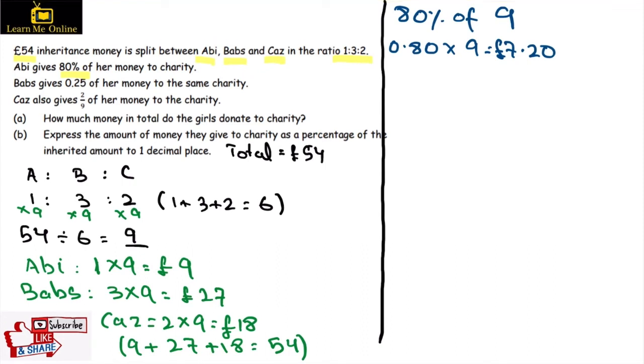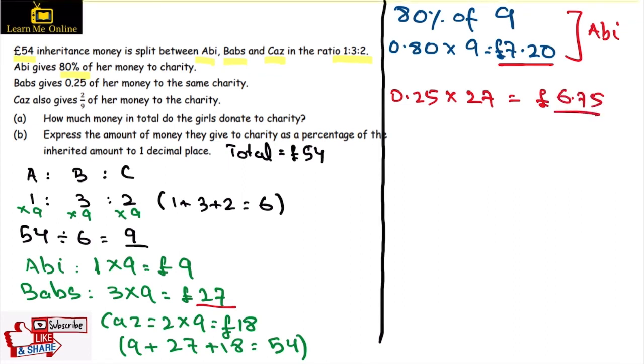Next we read that Babs gives 0.25 of her money to the same charity. Now 0.25 is the same as 25%. We're going to find how much Babs has given to the charity. This is for Abby, so I'll hold this working out. Taking 0.25 of Babs's amount, which is 27, how much Babs has given would be 6.75 for the charity. So I'm going to write it down over here as Babs's amount.